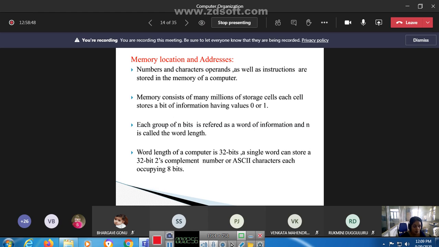So what is the word length? The word length is 32 bits. Each single word occupies 32 bits as a 2's complement number, or you can use 4 ASCII characters, each occupying 8 bits. So a unit of 8 bits can be considered as 1 byte.